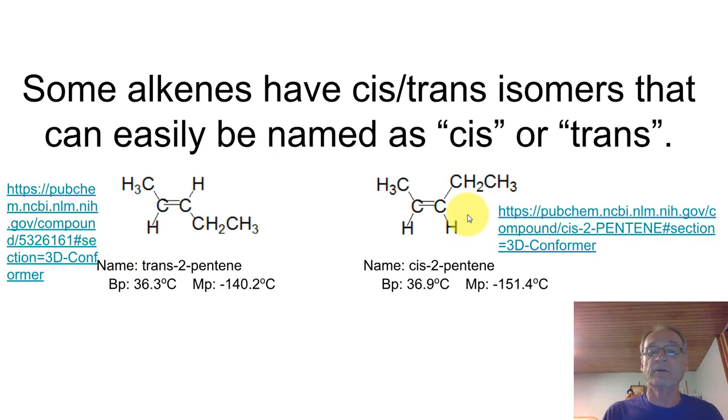Some alkenes have cis and trans isomers that are easily distinguished from each other. Here's a couple of examples. This is obviously trans. The two hydrogens are trans from each other, and the methyl group and the ethyl group are trans from each other. The IUPAC name for this would be 2-pentene, because it's 5 carbons in a row, double bond at carbon number 2, so it's 2-pentene. And you could put trans in front of that name, and then it would be a perfectly fine name. Again, technically it's not IUPAC, but most chemists would go ahead and use that.